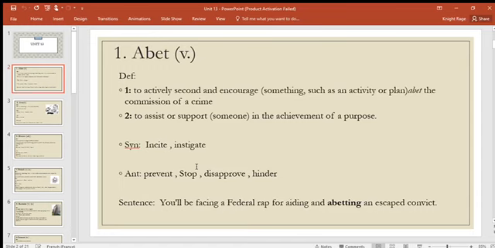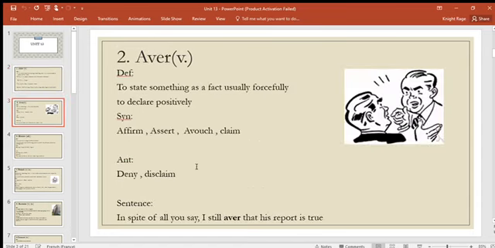Word number 2, aver. Aver. It's a verb and it means to state something as a fact, usually forcefully, or to declare positively, or to assert or confirm the truth with confidence.